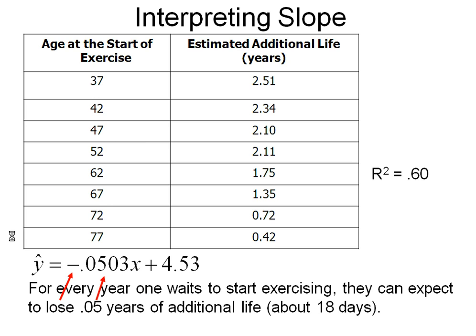And I rounded the 0.0503 just to 0.05. Notice when we're interpreting slope, we don't really have to use the 4.53 in the interpretation because that is a set number. We're going to start there on the y-axis, but from each value of x we move, the y is going to move this much. So you only have to interpret the slope when you're asked to interpret the slope.